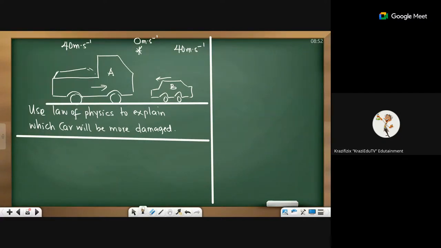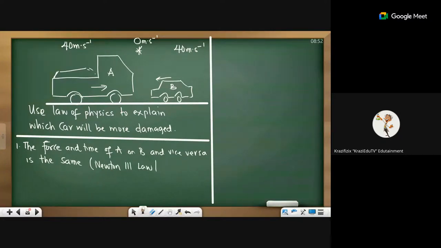Number one, I'm going to make a list of things because I want you to understand. The force and time of A on B and vice versa, like we explained earlier, is the same. This is according to what? Newton's third law and our knowledge of impulse. I hope that makes sense. The force that object A exerts on object B is the same as the force object B exerts on object A, and the time of collision is also the same.